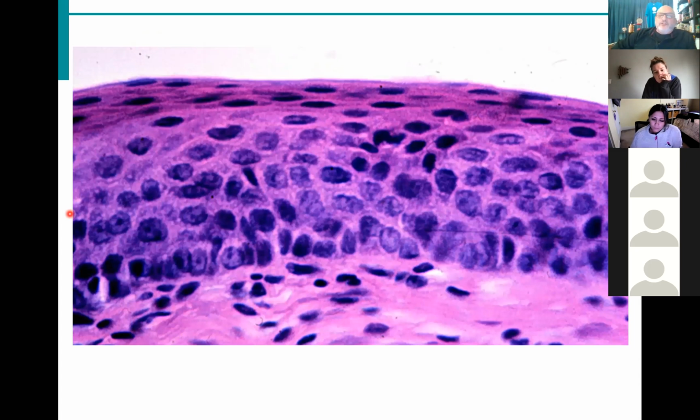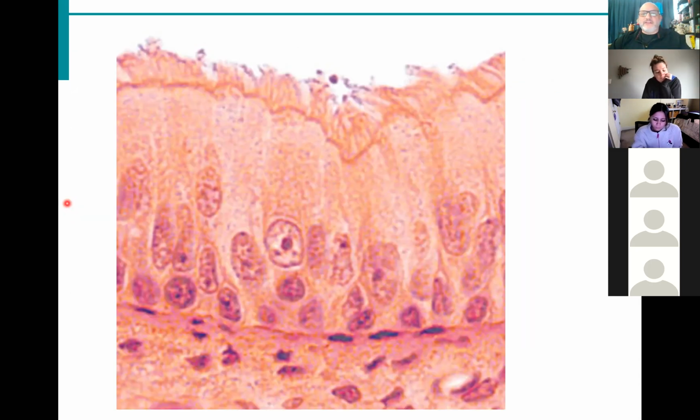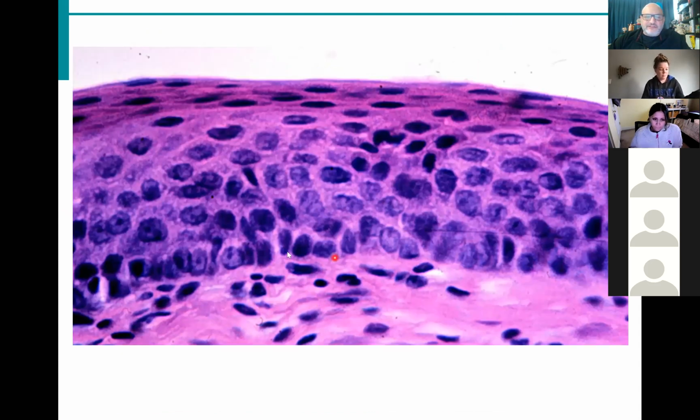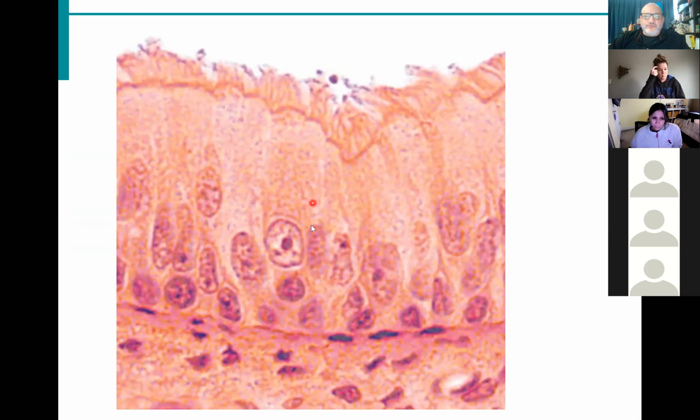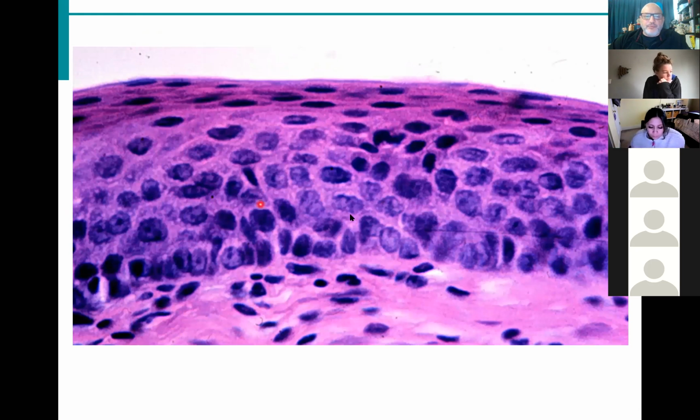Let's switch to our stratified. Again, notice if we just look down here and we just look down here, these two tissues, obviously they're different colors, different magnifications, but they look pretty similar. However, notice what we see when we look up here at the top.